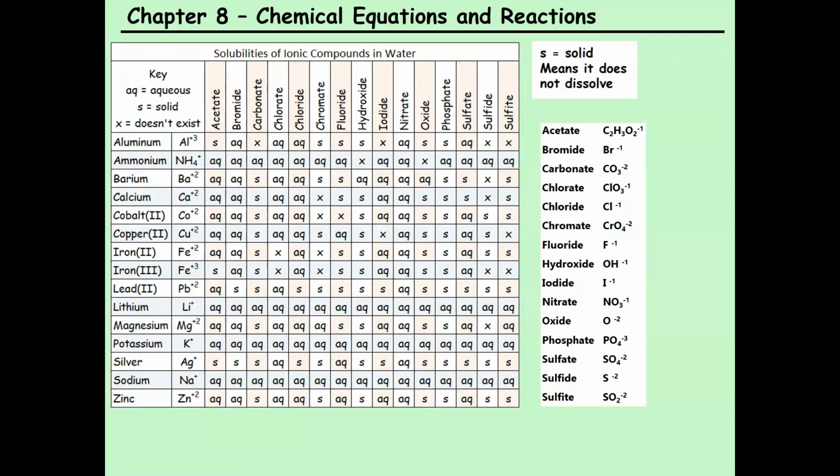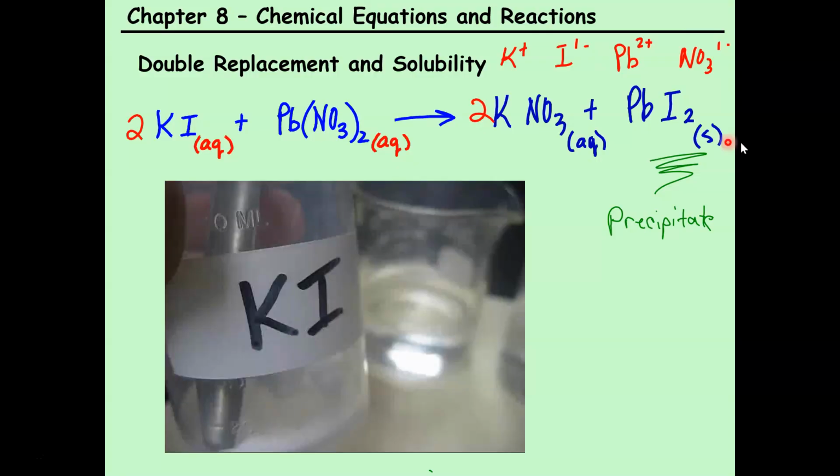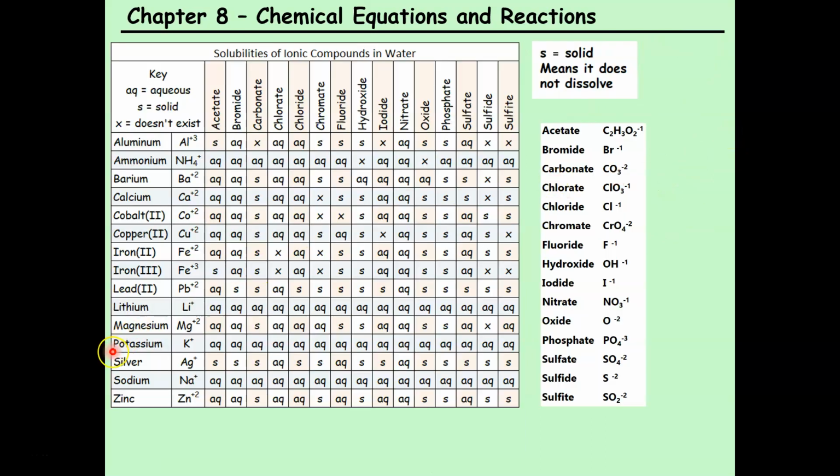All right, if we go back and look at the compounds we were dealing with here, potassium nitrate, lead iodide. Potassium nitrate, lead iodide on the chart. Potassium, all potassium compounds dissolve, so that definitely dissolves. And then we had lead iodide, which is right here. Here's iodide and lead iodide. It has an S. So that formed a solid precipitate. So that's why that reaction actually happened.